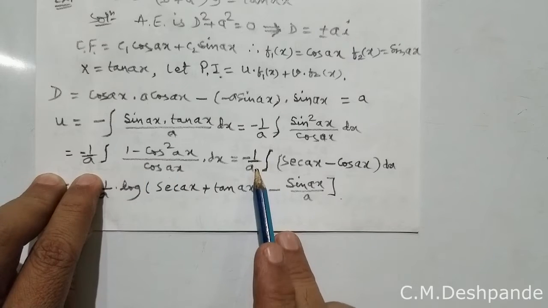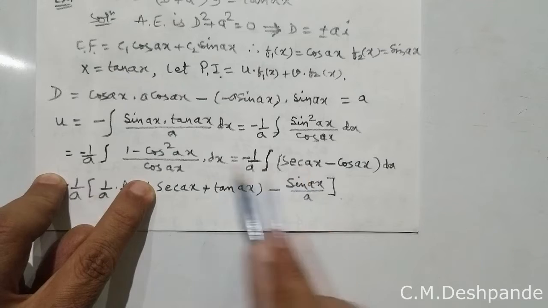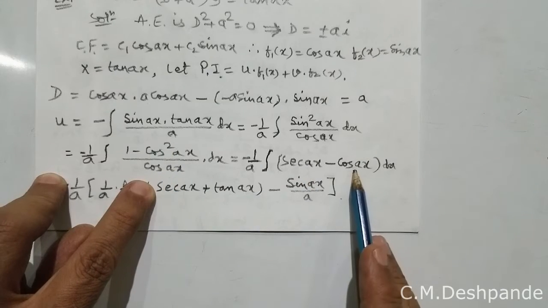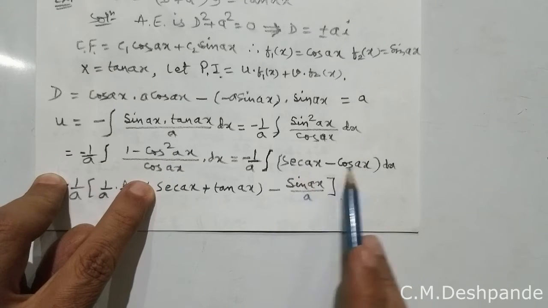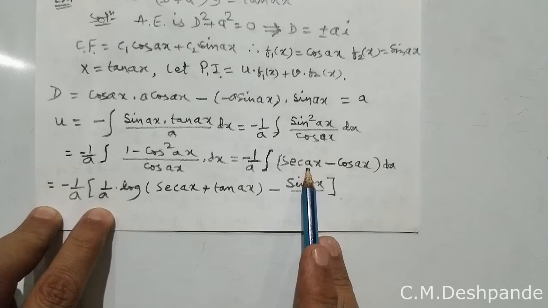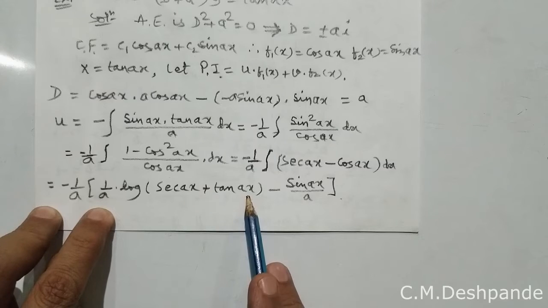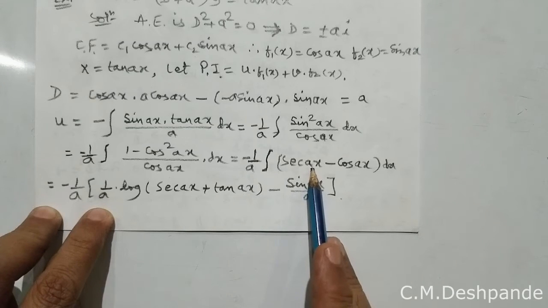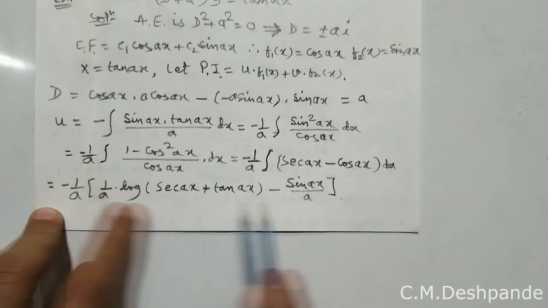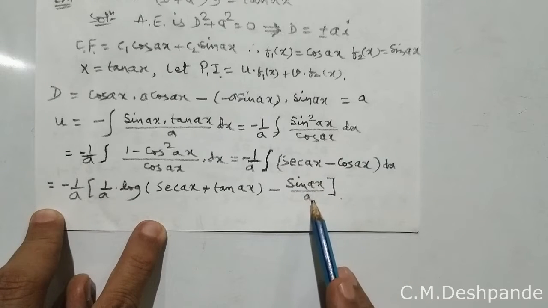So minus 1 by a integration of 1 upon cos is sec of ax. Cos square upon cos is cos of ax. And integrate the two functions separately. Minus 1 by a integration of sec is log of sec of ax plus tan of ax, divided by the coefficient of x, 1 by a, minus integrate cos of ax, sin of ax upon a.